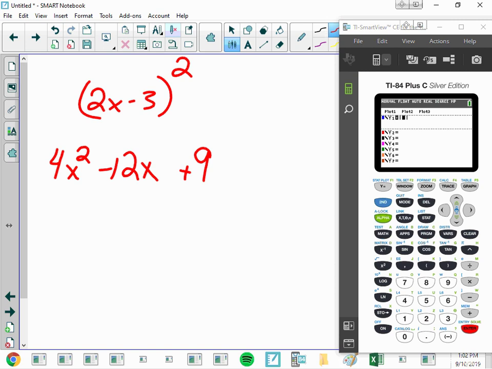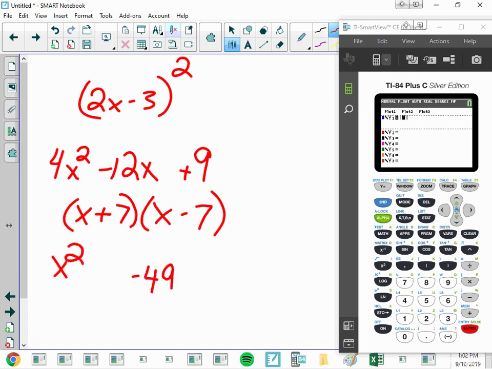Okay. So what if I did another one? So the first one is x squared, and the last one is minus 49. What's the middle one? Nope, not negative 14. 0. Why is it 0 in this case? Because the signs are different. Good.